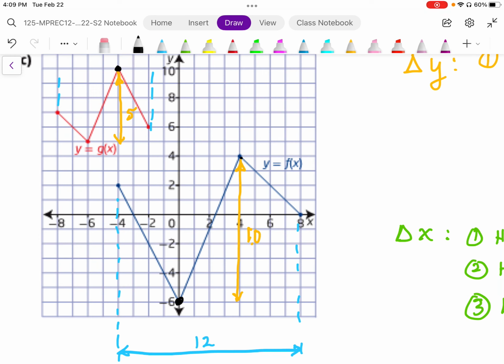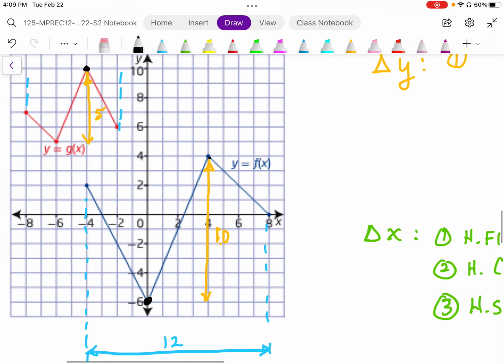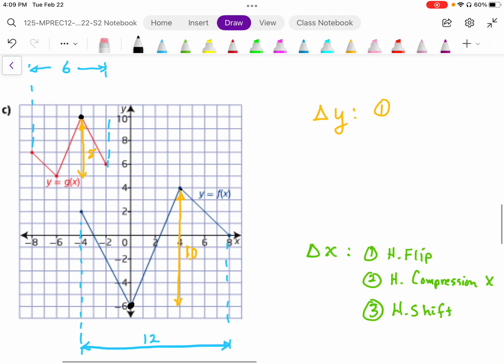Okay, so notice that the orientation is blue is down, for red it's up. So it did get vertically flipped. I also can see that the original height was 10, the new height is 5, so it's a vertical compression. I'm going to write that in before I forget. So I get a vertical flip and a vertical compression by 1/2. Now those are interchangeable because algebraically I'm going to times by negative 1/2 anyways.